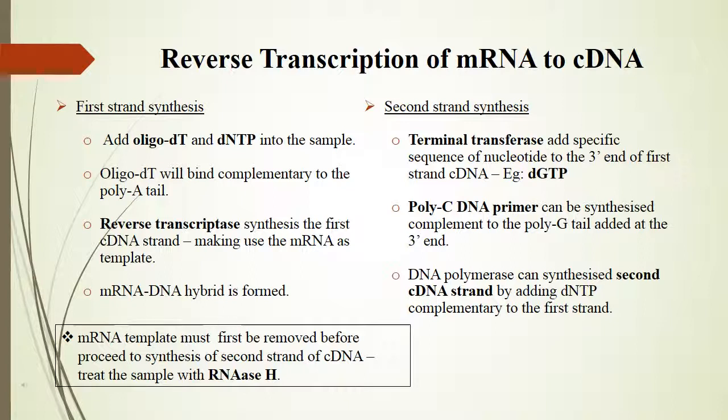At second strand synthesis, first, terminal transferase adds a specific sequence of nucleotides to the 3' end of the first strand cDNA. Then, a poly-C primer can be synthesized complementary to the poly-G tail added at the 3' end. Next, DNA polymerase can synthesize the second cDNA strand by adding dNTP, complementary to the first strand.